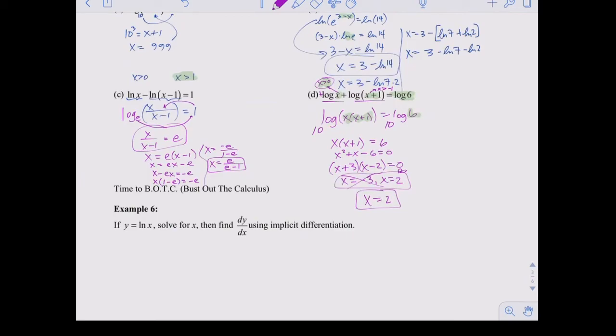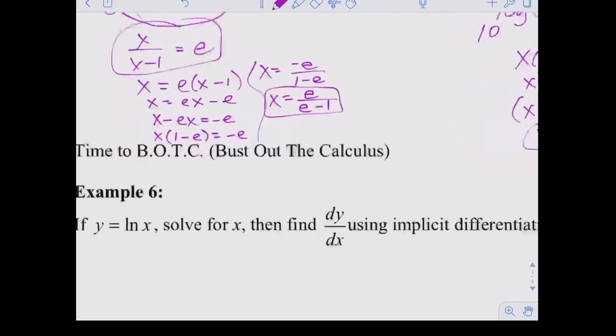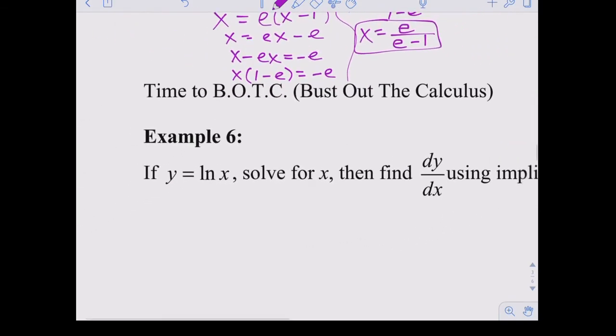All right, how much time do we got? We got about 16 minutes. Perfect. That's just enough time to BOTC, which, of course, you know what that means now. I don't know why I put it in parentheses. It's time to bust out the calculus.